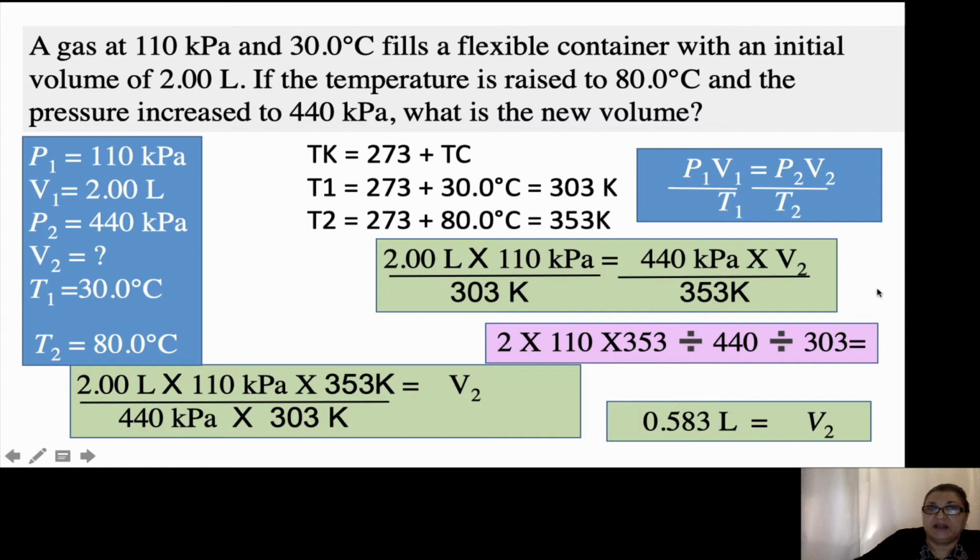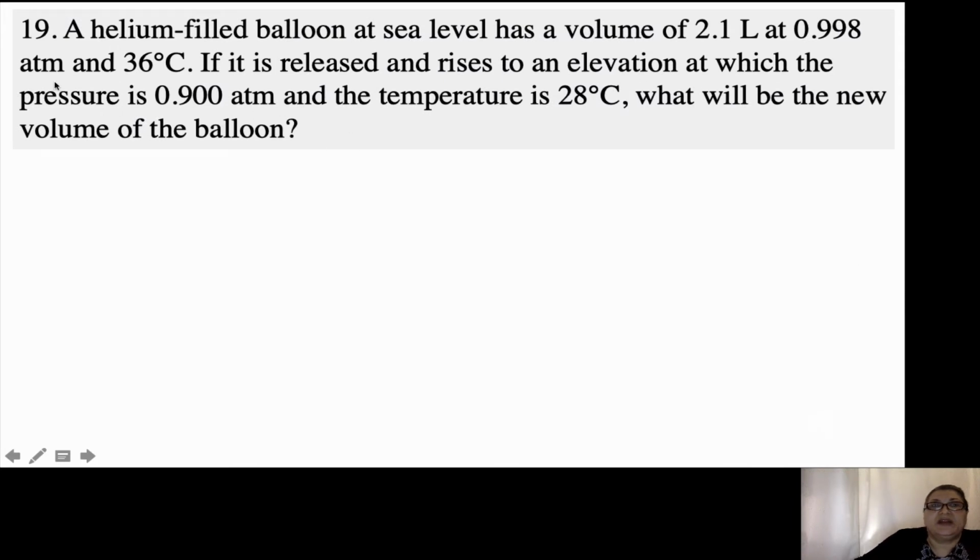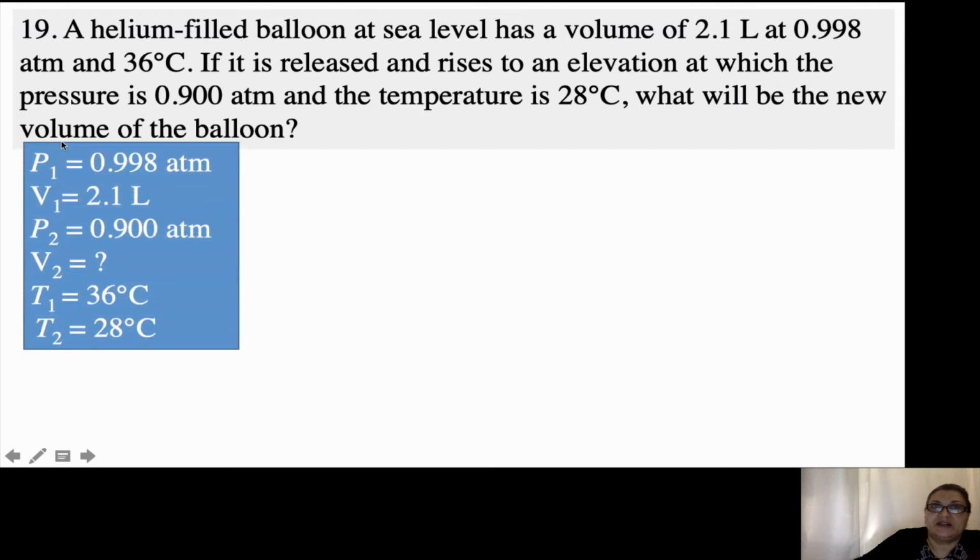Okay, same concept except that we added one more variable. A helium-filled balloon at sea level has a volume of 2.1 liters at 0.998 atmosphere and 36 degrees Celsius. If it is released and rises to an elevation at which the pressure is 0.900 atmosphere and the temperature is 28 degrees Celsius, what will be the new volume? Okay, let's write this down.